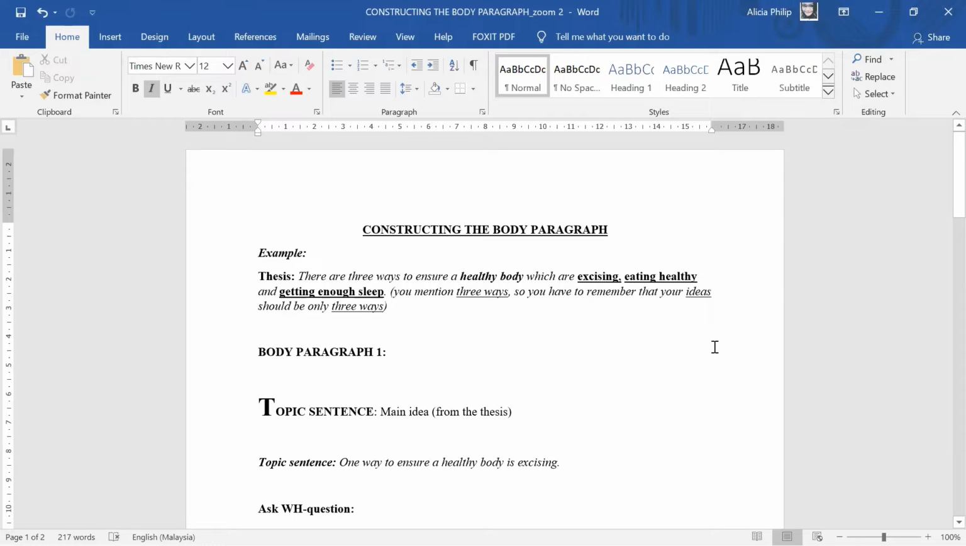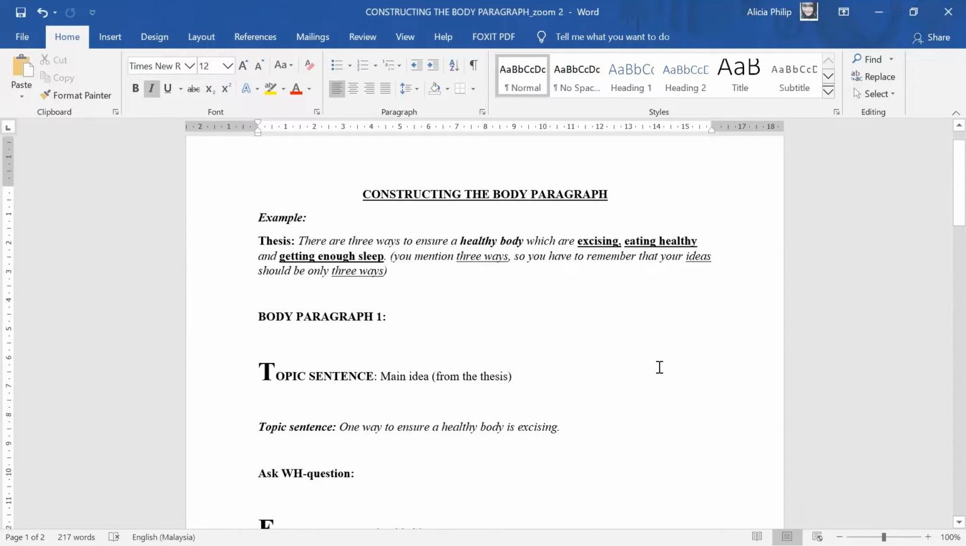I've given all this elaboration in Moodle. You can look through Moodle to see how I used TEEL to elaborate the body paragraph. Sometimes you have constructed a good introduction, but you fail to move on. Sometimes you just get stuck. I don't know how to continue. How do I continue now? So this is one way to help you write a good body paragraph using the concept of TEEL. Okay? Any questions?